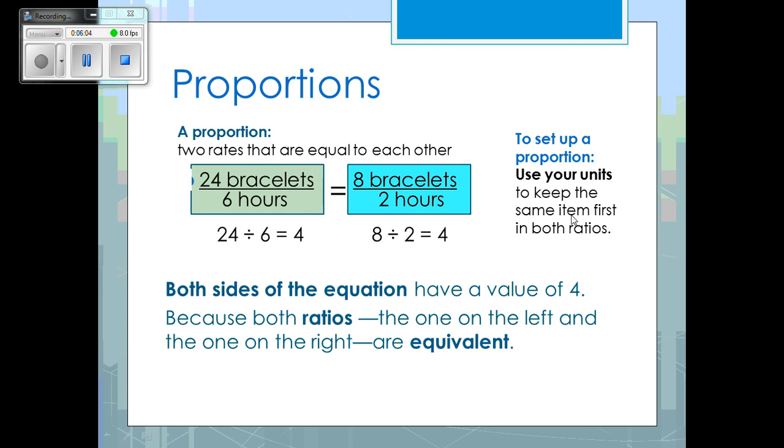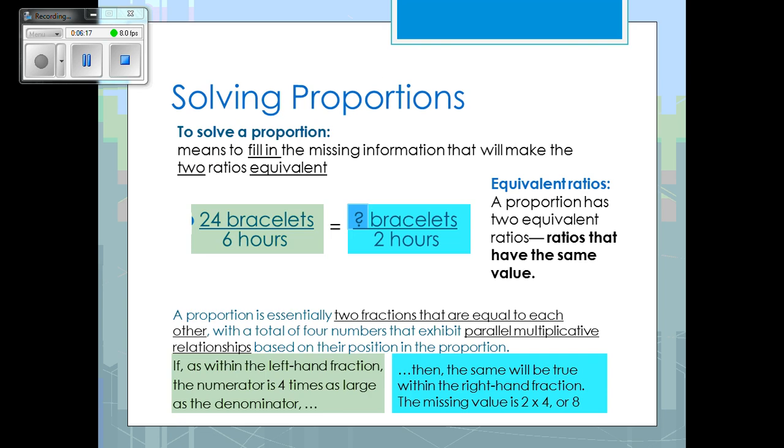Just a note, to set up your proportions, you're going to want to use your units to keep the same item first in both ratios. This is going to avoid confusion and increase success. To solve a proportion means to fill in the missing information that will make the two ratios equivalent. So I have taken the example from the previous slide, and I have removed the value for the number of bracelets in the blue box. This is the type of problem that you'll be expected to solve.